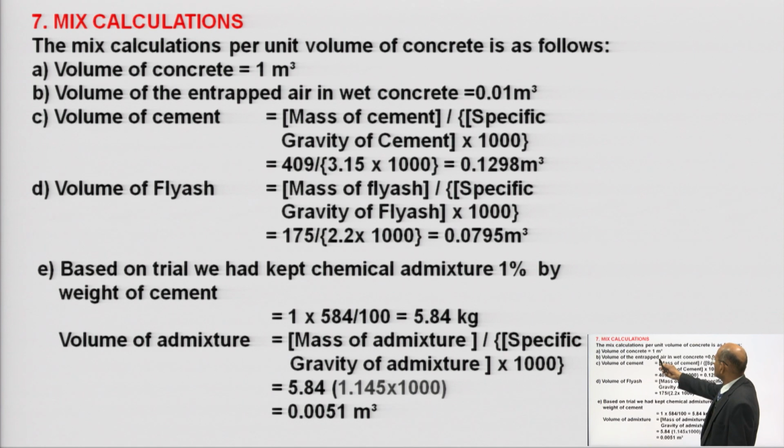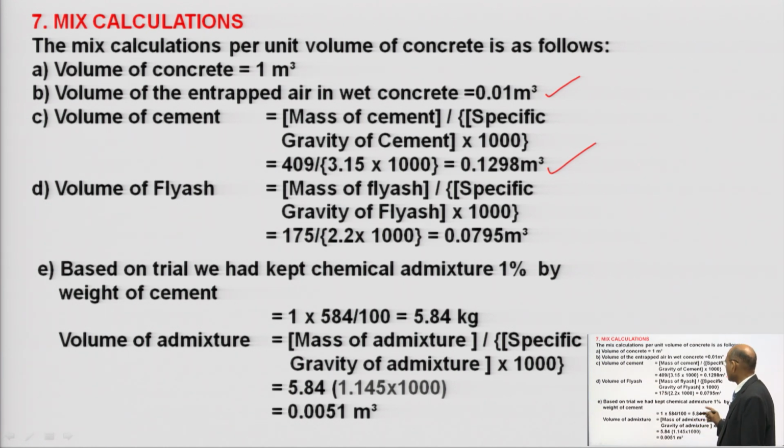So, you take the volume of concrete, 1 meter cube. Volume of entrapped air is 1%, which means 0.01 meter cube. So, volume of cement, how to calculate? Mass of cement divided by specific gravity of cement divided by 1000. Our cement content is 409, cement specific gravity is 3.15. So, volume of cement you get 0.1298.